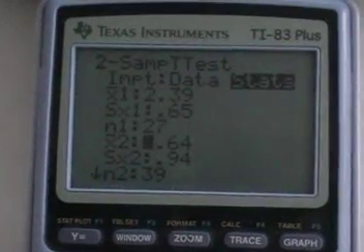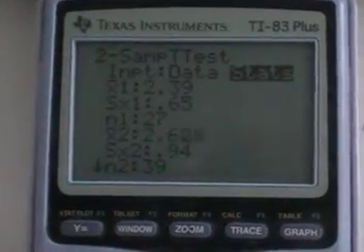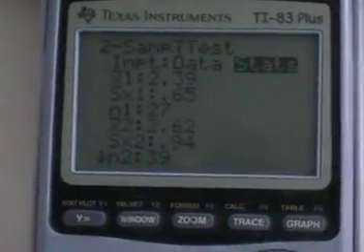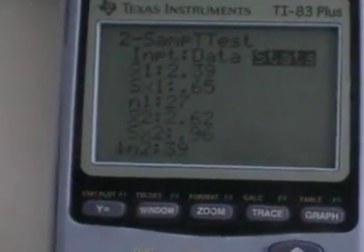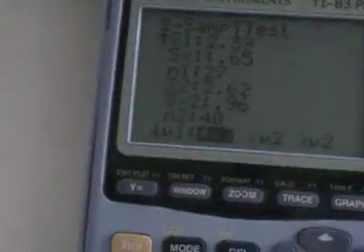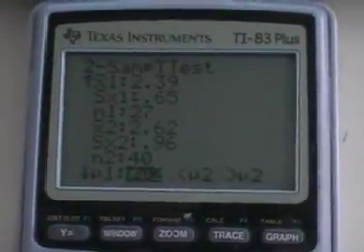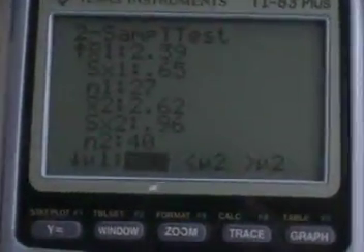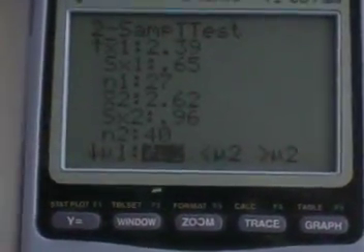The second x bar is 2.62. The second S is 0.96. And the second N is different than the first one, which is fine, 40. We chose mu1 is not equal to mu2 for our alternative, so we'll just keep it highlighted there.